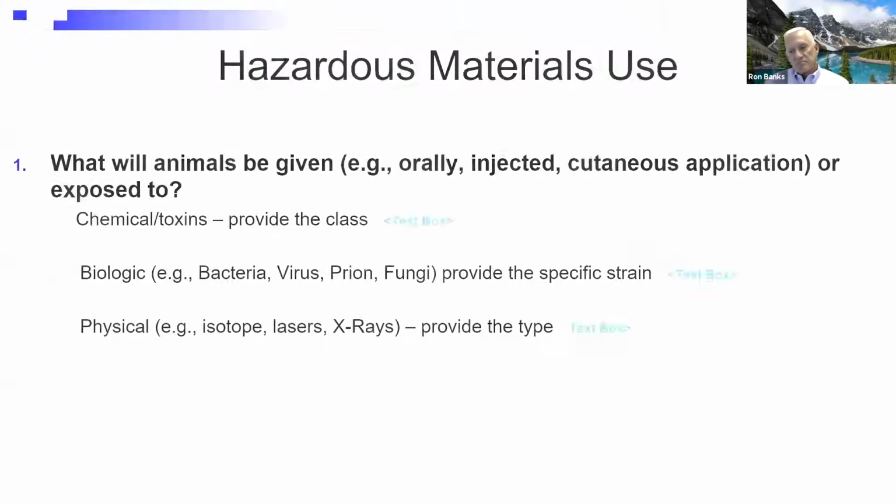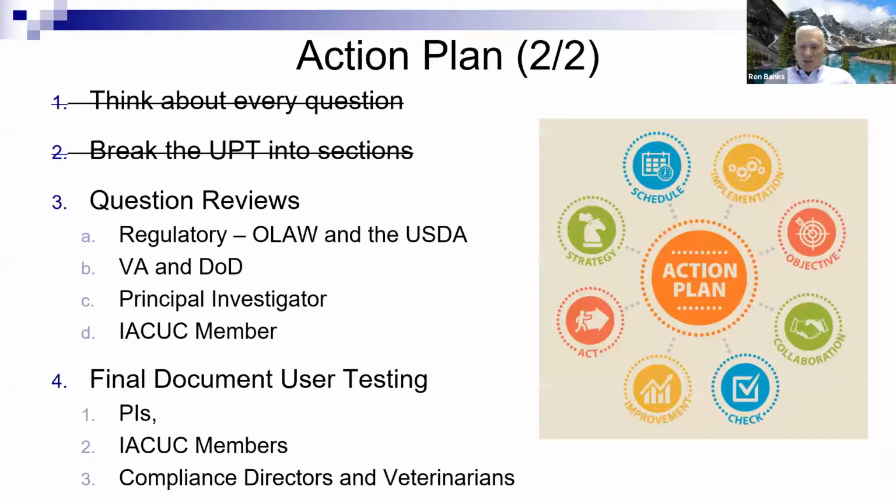Next slide, sir. So earlier you saw action plan slide number 1, and now we've gone through several sub-components of action plan number 1, and this is action plan number 2. We've completed the thinking about the question, looking into sections and sectional components. We're now in the process of doing question reviews, and that's where I reference back to our team of volunteers who've been working on this group with representatives from the regulatory community.